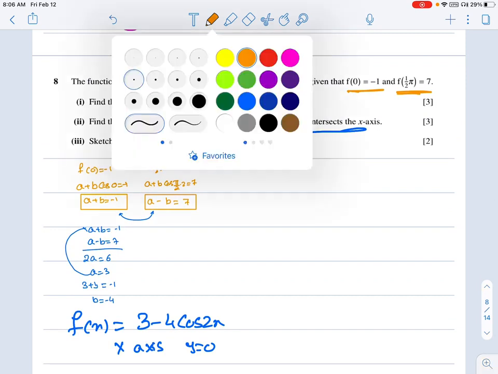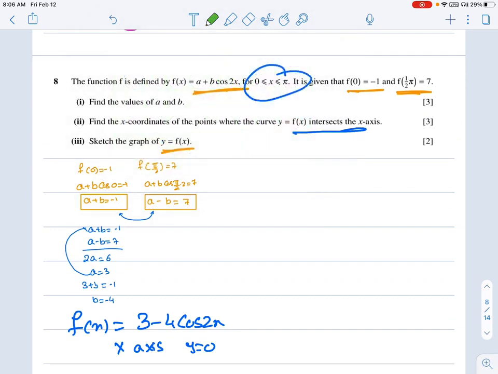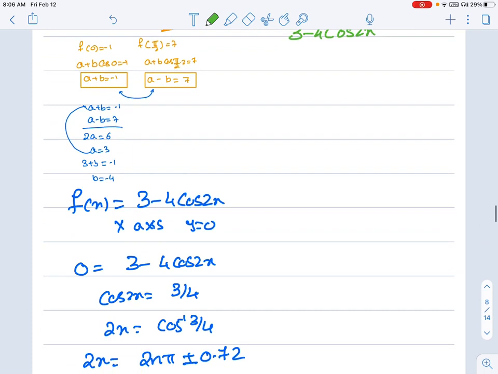Now finally, the graph of y is equal to f of x. We'll do it stepwise, as usual. The question was 3 minus 4 cos 2x. So first, what am I going to do? Step 1: I draw only for cos x, from 0 to pi. So it becomes in this way. This is 0, this is pi by 2, and this is pi. 1 and minus 1. This is cos x.